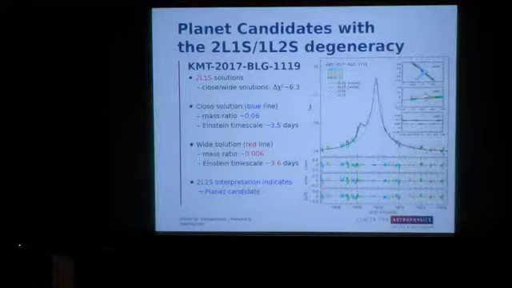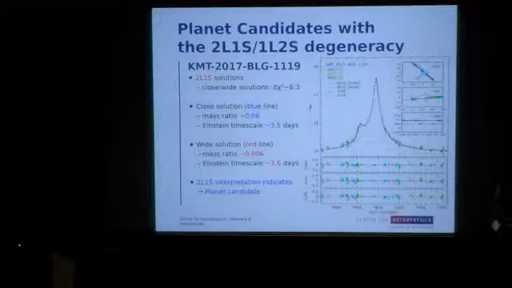So I will present the first planet candidate. This event is KMT-2017-BLG-1119. I found a binary lens solution for this event. The solution is indicated in the figure. Before that, I should explain this. For the binary lens solution, I found a close and a wide solution.